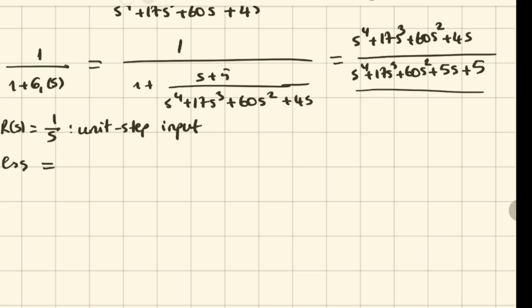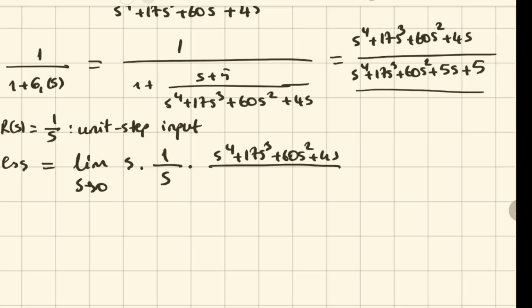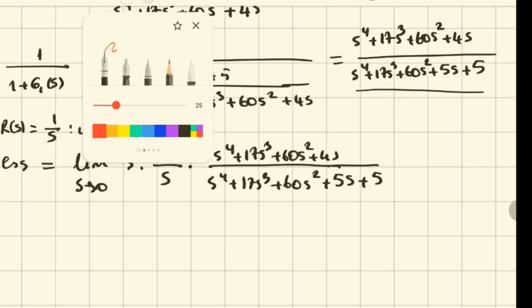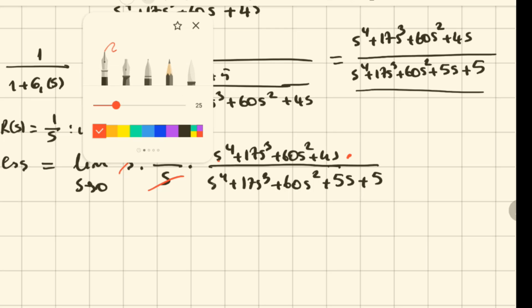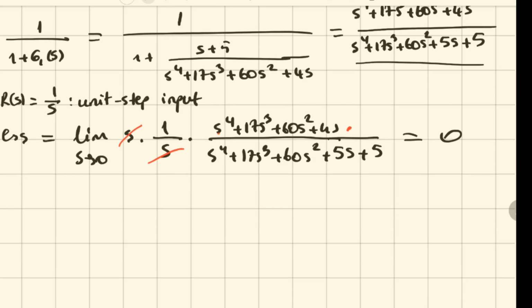Let's evaluate this. The limit as s approaches 0 of s times 1 over s from the reference signal, times the transfer function, which is 4s^3 + 17s^2 + 60s + 4s over s^4 + 17s^3 + 60s^2 + 5s + 5. Here s is cancelled like that, but we still have s on the denominator, so the response will be directly 0.